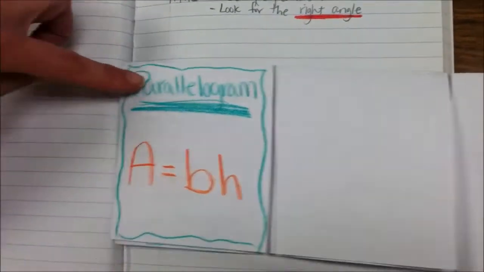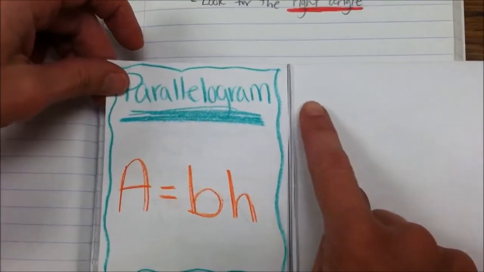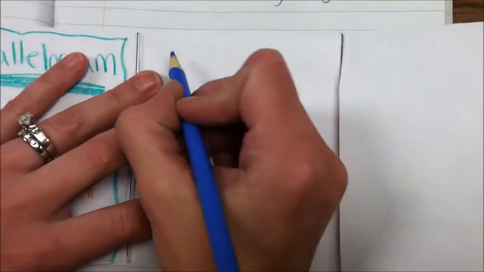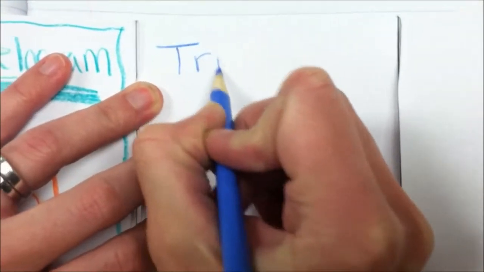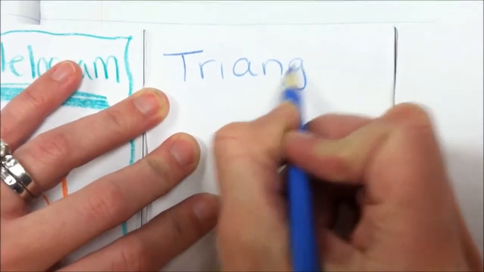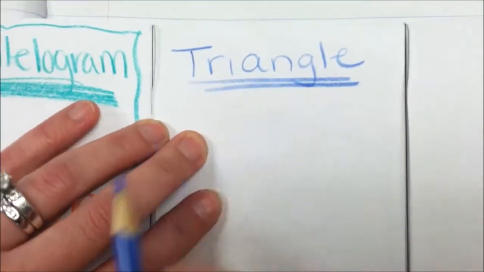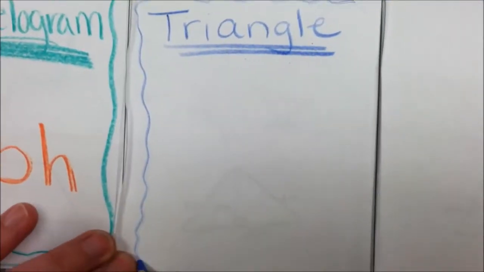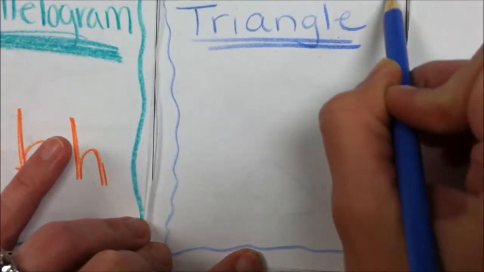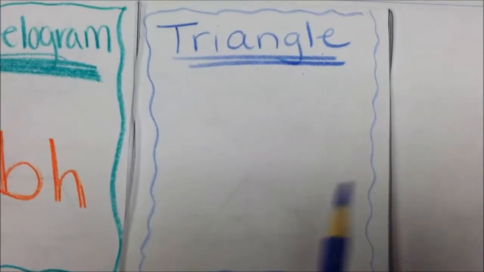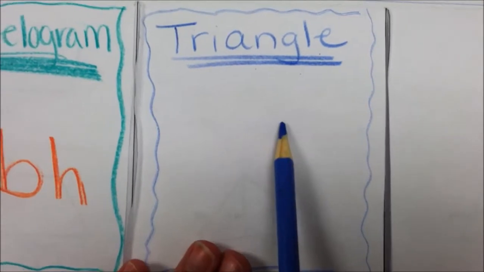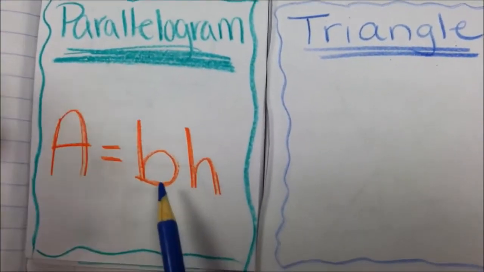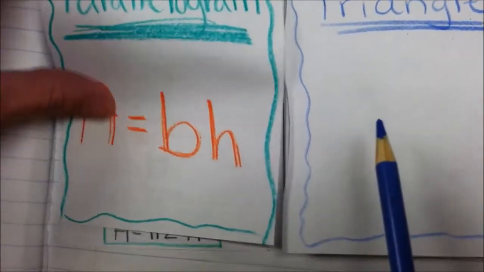So just like I wrote parallelogram up here, I'm going to write triangle in whatever color you choose. I am going to use light blue. Okay, and if you want, you can make it cute and do a little outline. Okay, and then I'm going to write the formula for the area of a triangle right here, and I'm just going to use orange for all my formulas. That way, I always know that the orange represents the formulas.